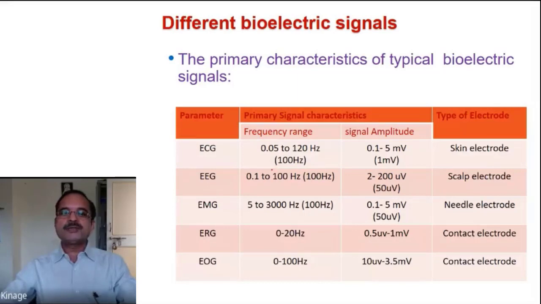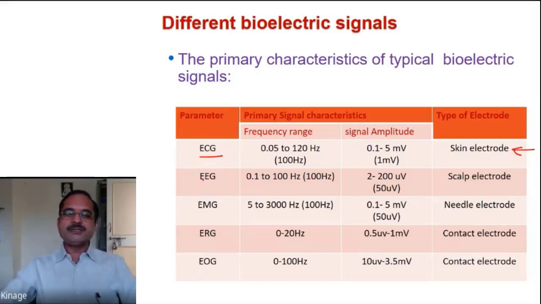These are some typical values or ranges and the types of electrodes used to measure these bioelectric signals. For ECG, the frequency range is 0.05 to 100 hertz, with 100 hertz being the typical value, and the signal amplitude is 0.1 to 5 millivolt, typical value 1 millivolt. The electrodes used for ECG measurement are skin electrodes.